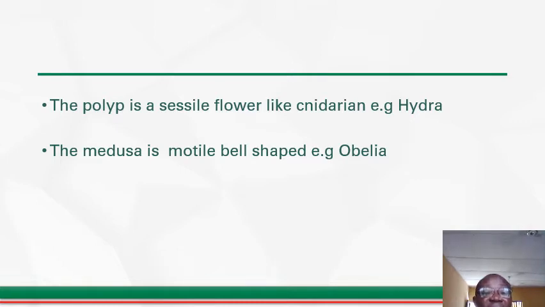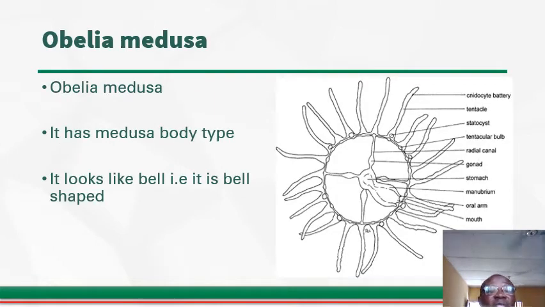Then the medusa type is a motile type. It's not sessile, like in the case of the polyp. And they look like an umbrella. So they are bell-shaped in structure. An example is that of Obelia. So this is the structure of the Obelia medusa. And this Obelia medusa has a body type that looks like a bell, as I've said earlier. So it is bell-shaped in structure.